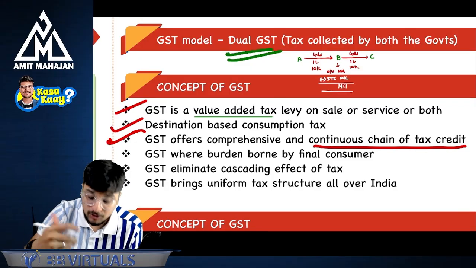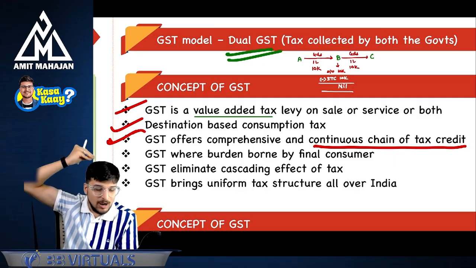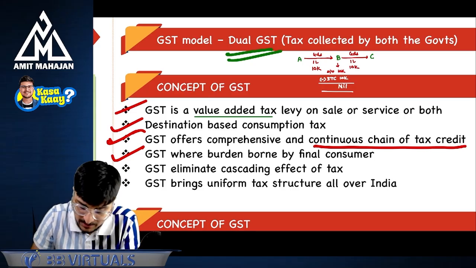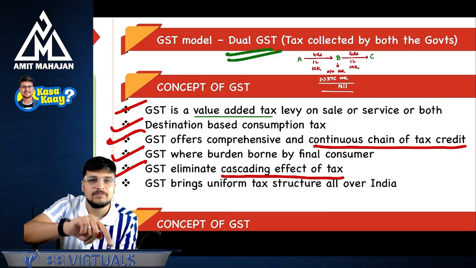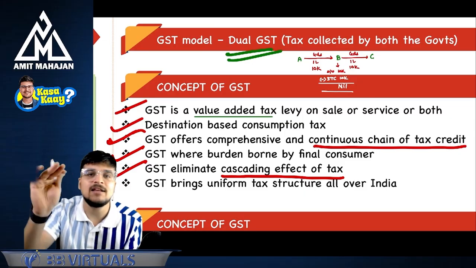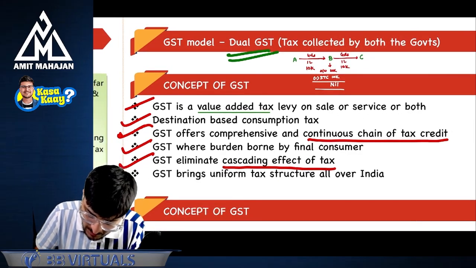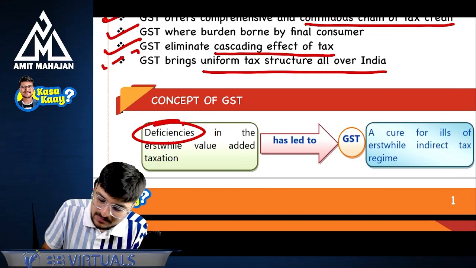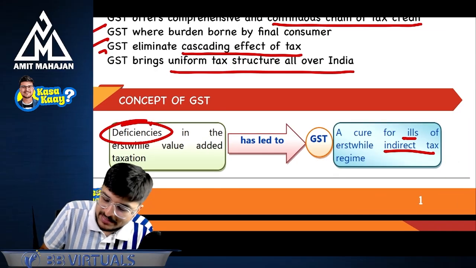And what do you call this? You will call this as shifting of burden. Shifting of burden of payment of GST, but ultimate burden of tax is coming on the final consumer only. So GST where burden is borne by the final consumer. GST eliminates cascading effect of tax. You already know this now. Since you are getting credit at every level, in nobody's cost, earlier level tax is getting included. And that's why there is no tax on tax in GST because you are getting credit at every level. Okay. GST brings uniform tax structure all over India. Yes. Okay. Concept of GST, whatever must be the deficiencies, government thought that GST will be a cure for ills of erstwhile indirect tax.